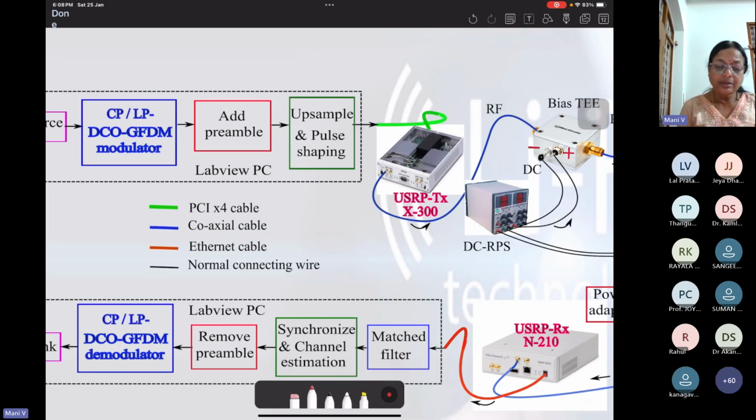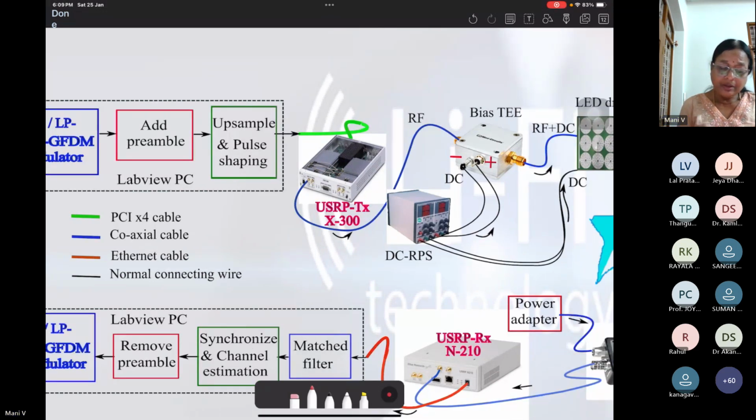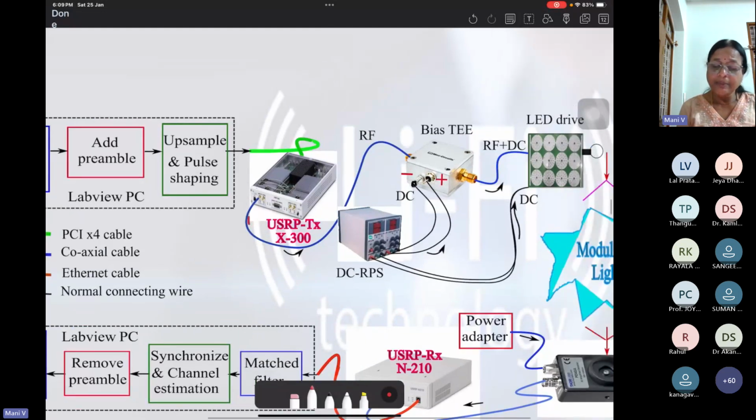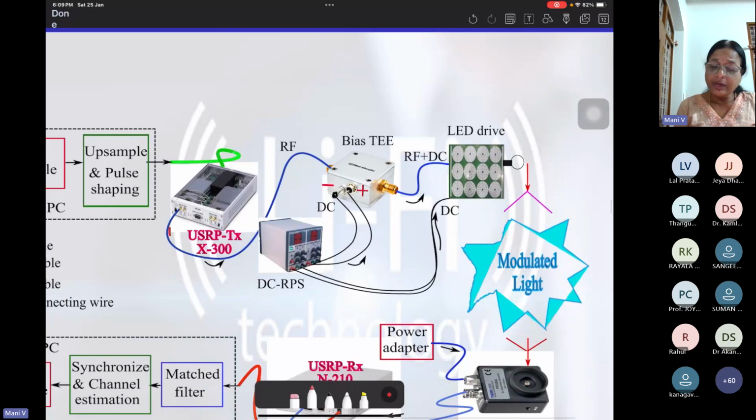Then this waveform is given to the USRP, which is an X300. The USRP output, the transmitted waveform, is connected with a blue wire to a bias T. Here you can see very clearly what the bias T is. This bias T takes two inputs: one is RF, and the other is a regulated power supply, because the diode needs a regulated power supply. So it takes two inputs and gives one output. The bias T adds your RF signal and a DC bias, making RF plus DC.